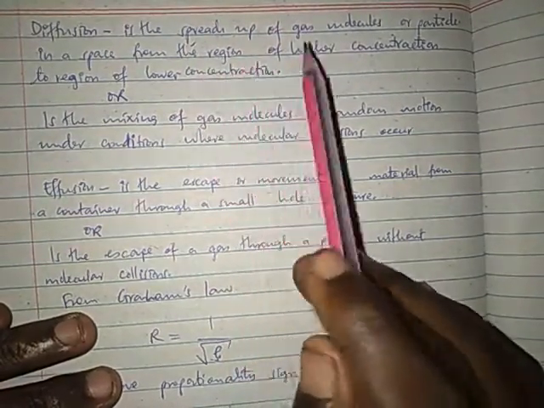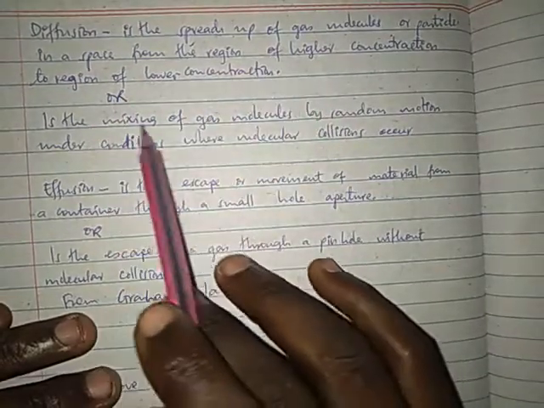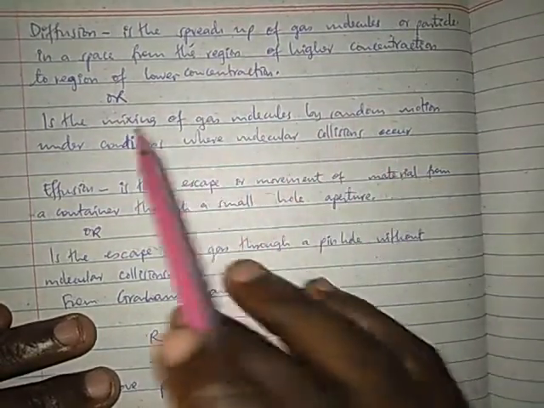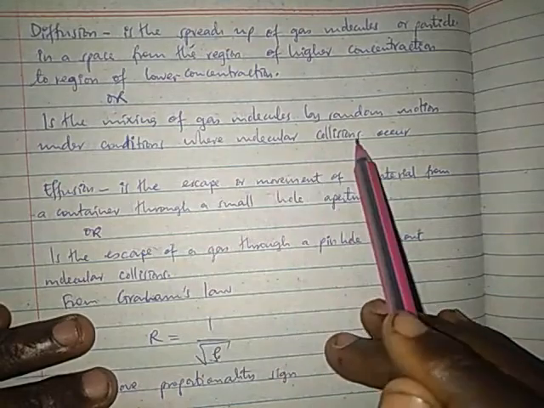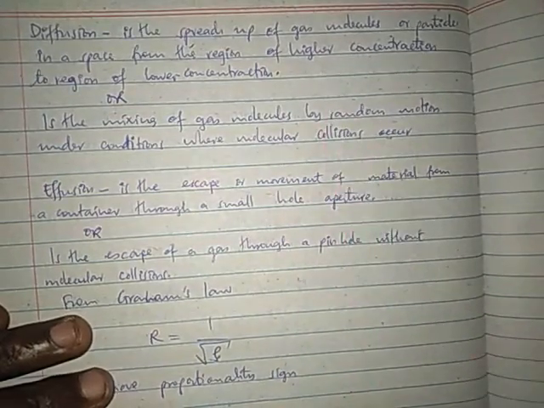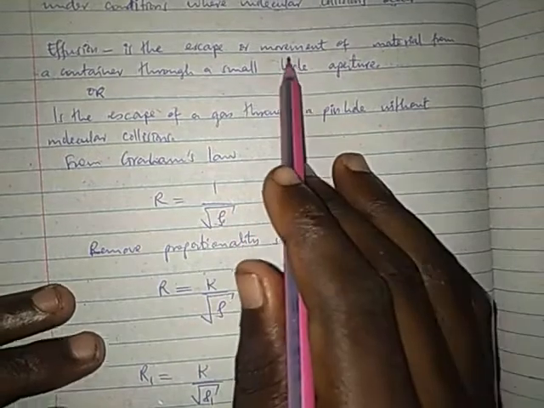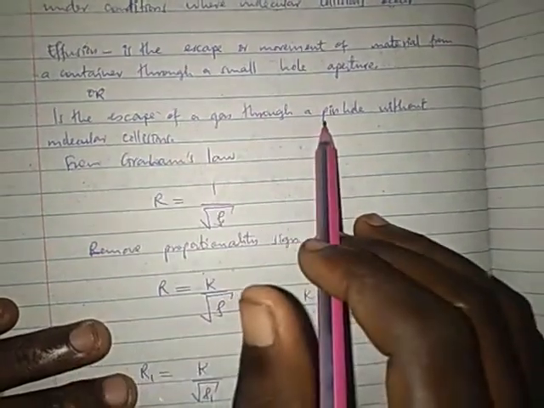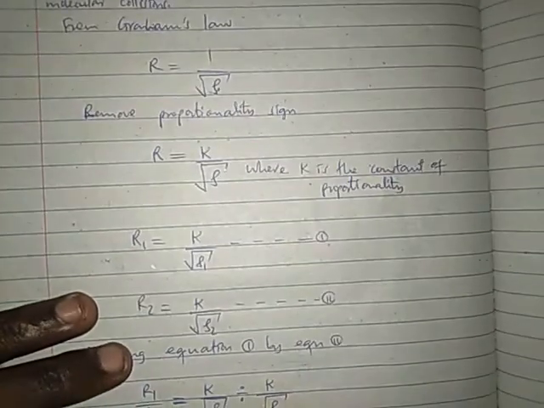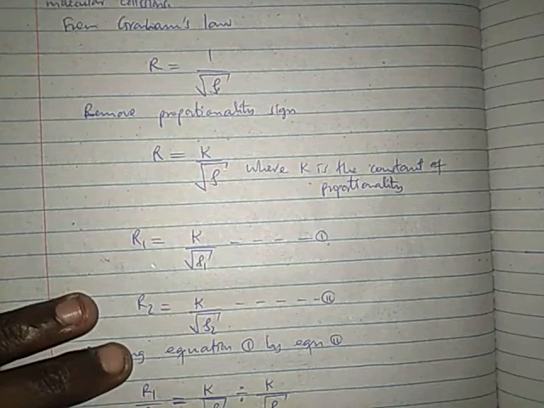Spread, kusambaa kwa gas molecule. Or is the mixing of gas molecules by random motion under condition where molecular collision occurs. Lakini effusion can be defined kwamba effusion is the escape or movement of material from a container through a small hole or aperture, or is the escape of a gas through a pinhole without molecular collision. So in effusion there is no collision, while in diffusion there is collision.